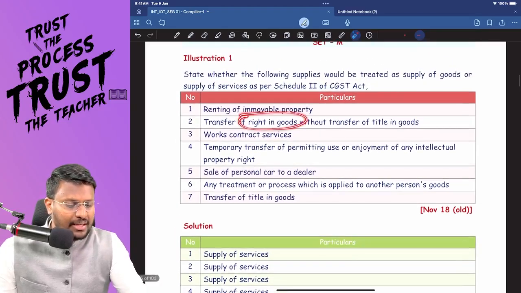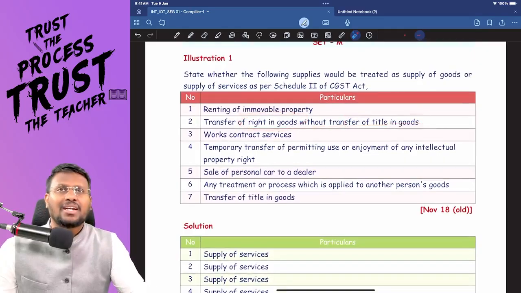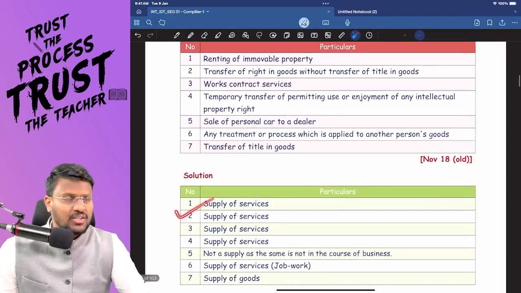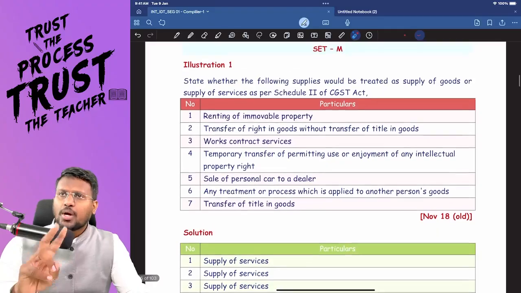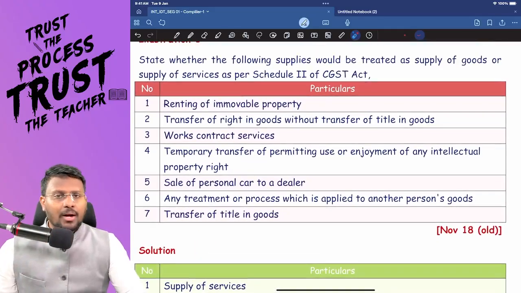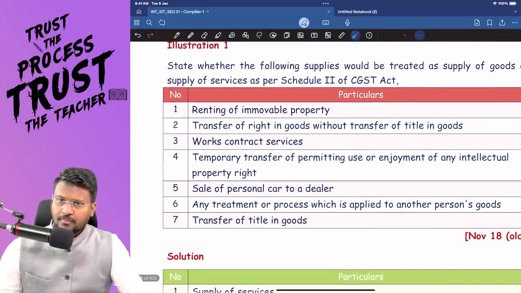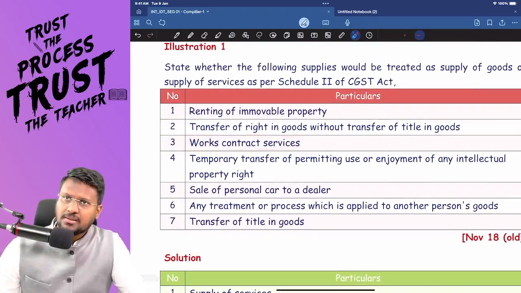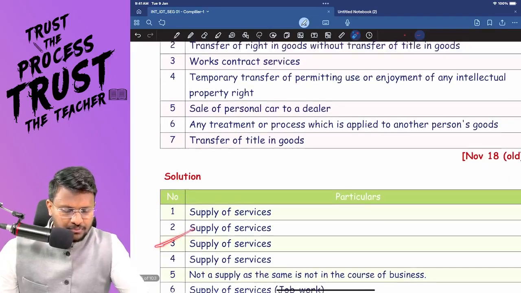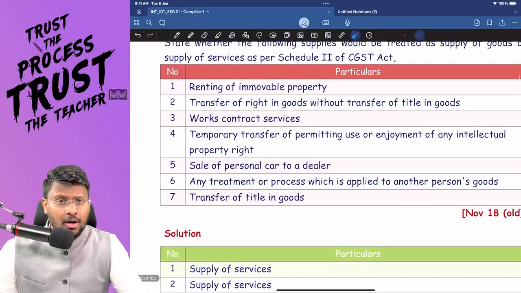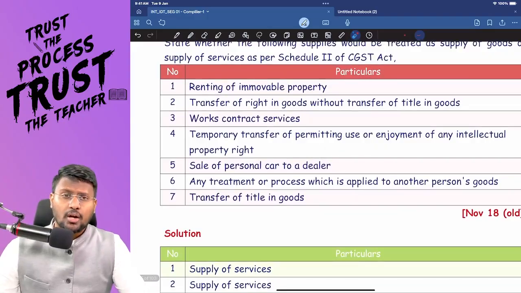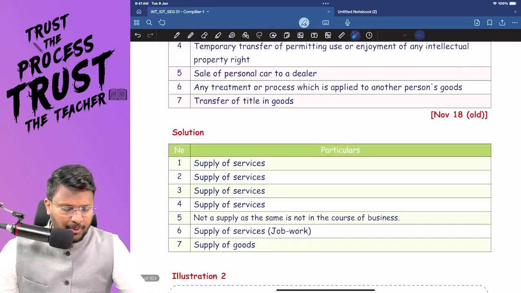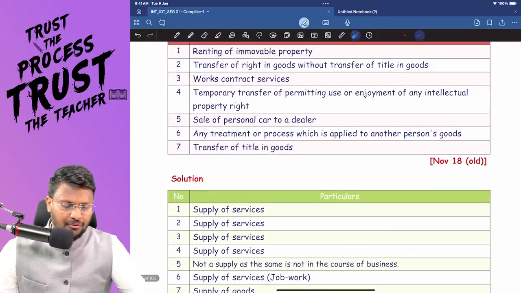Transfer of right in goods without transfer of the title. Because in order to be a supply of goods, two conditions should be met. Number 1, there should be transfer of goods, and also works contract services. Supply of temporary transfer or permitting the use or enjoyment of any intellectual property right.